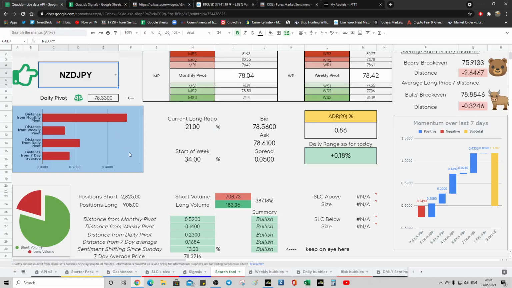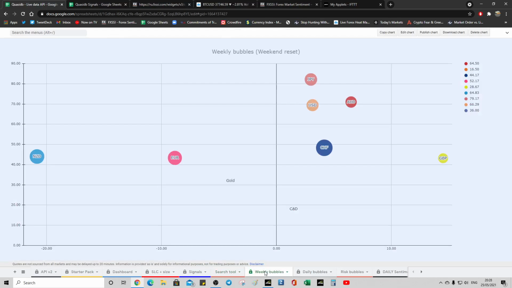So I just wanted to talk about the logic and how we had a successful signal and how to use the spreadsheet for that purpose. There are lots of other tabs which you can use, but just for this example, search tool and weekly bubbles. So keep it nice and simple. We haven't had many trade opportunities from the bubbles because there's quite a lot of chop, as you probably were aware.